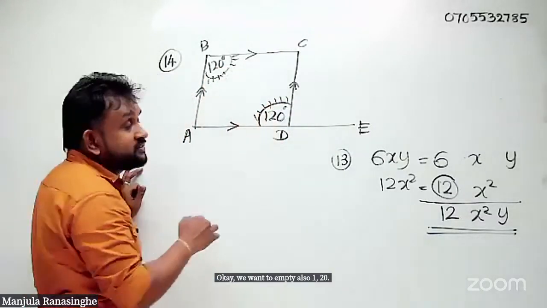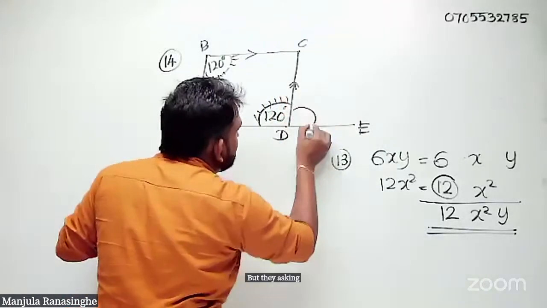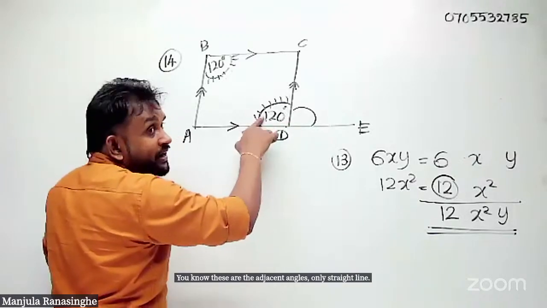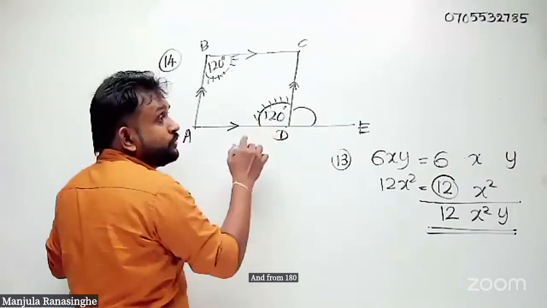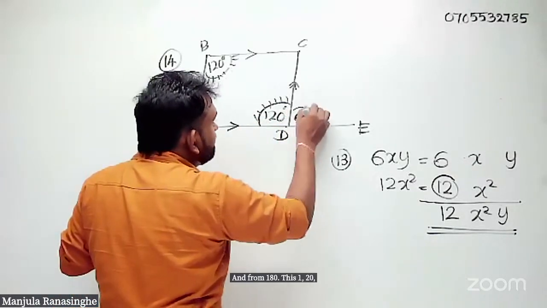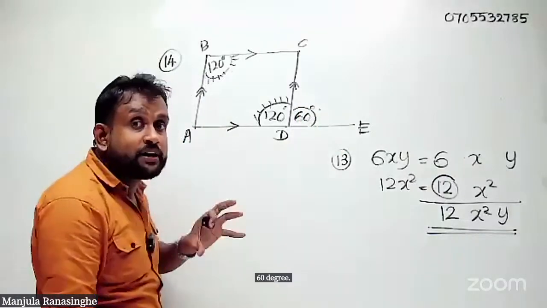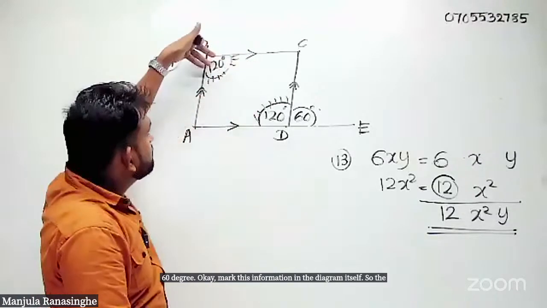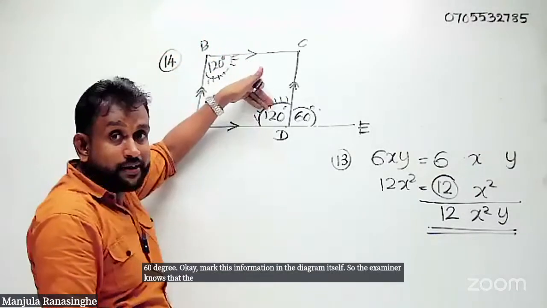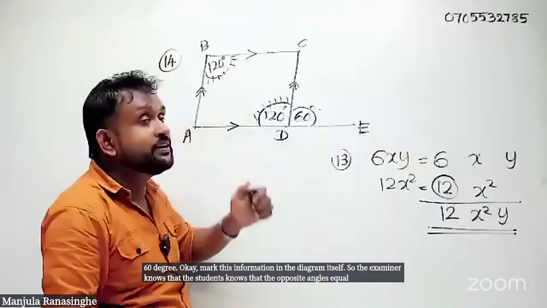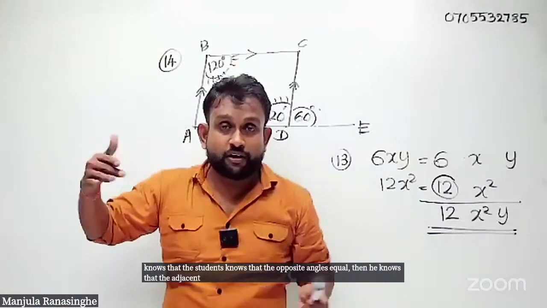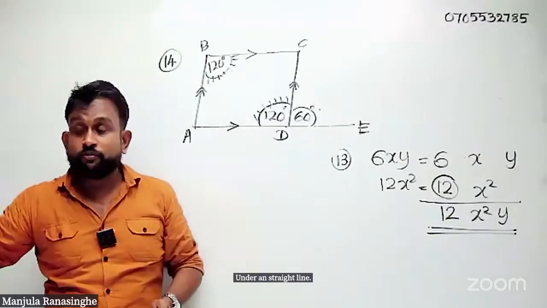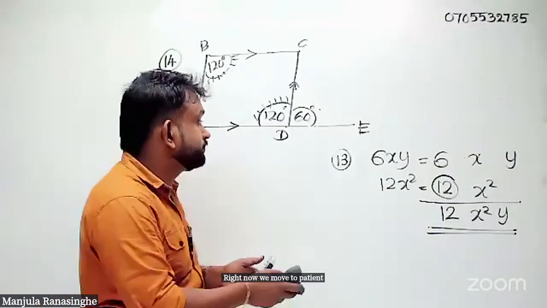But they're asking CDE, this angle. These are adjacent angles on a straight line. Then from 180, subtract this 120, and that gives you 60 degrees. Mark this information in the diagram itself, so the examiner knows that the student knows that opposite angles are equal and that adjacent angles add up to 180 on a straight line.